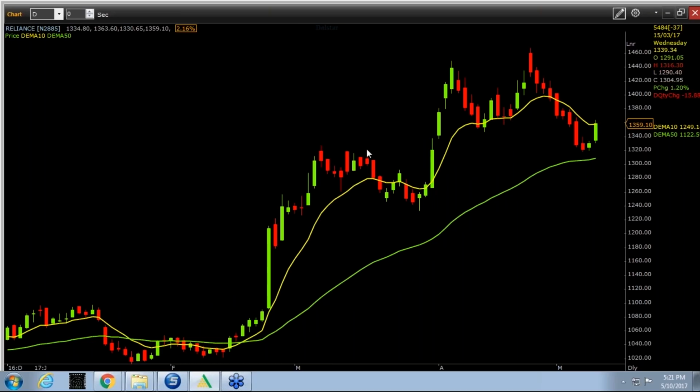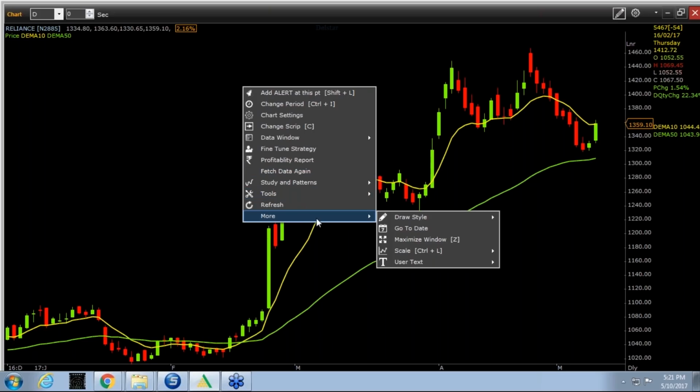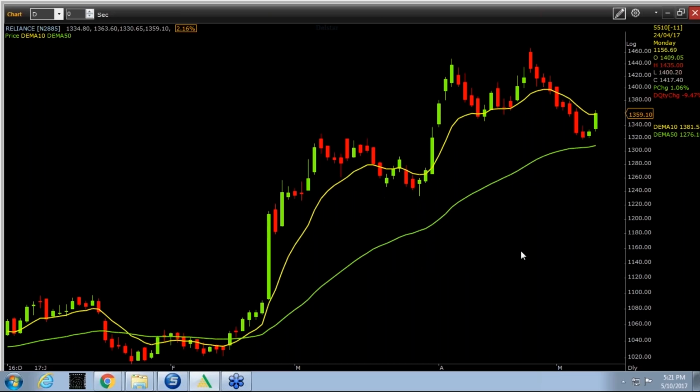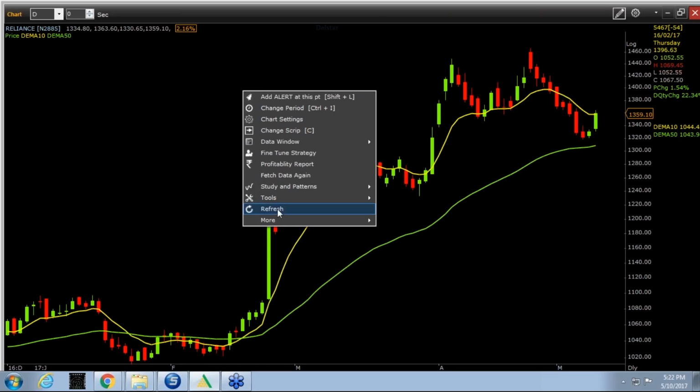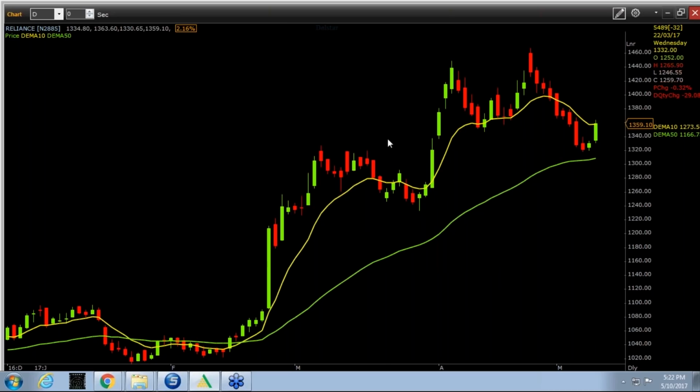Say for example, we'll now expand this here. So if you look at this part here, those who understand Japanese candlestick patterns will understand that this is more or less a hammer formation. We'll just look at it for just 1 second. We can have a scale. You can do a linear. That's fine. So here you have a hammer formation, and the overall trend is positive.